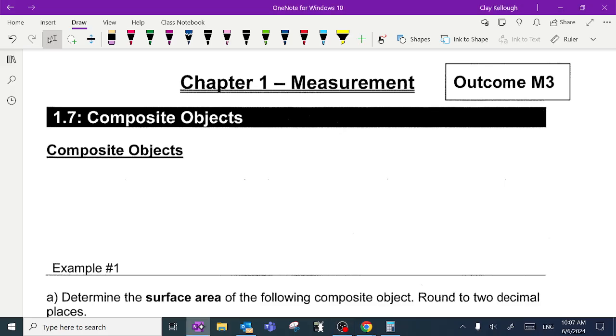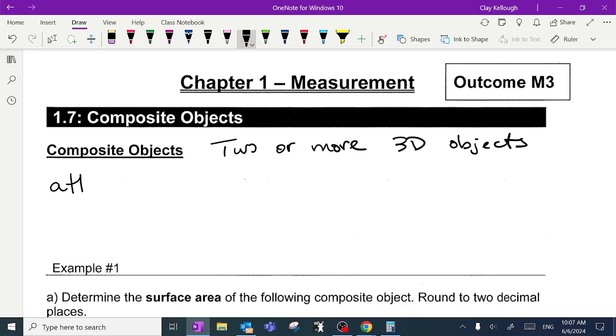All right, this is the 1.7 lesson for my grade 10 MIAP students. A composite object is two or more 3D objects attached along plane faces. Here's what we mean by that.